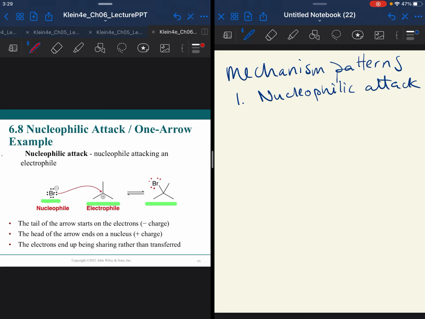Note here, the charge should wind up being the same on both sides of the arrow. On this side, you have a +1 and a -1, so it's neutral. On this side, it's neutral. The charge should always add up to the same overall from left to right.